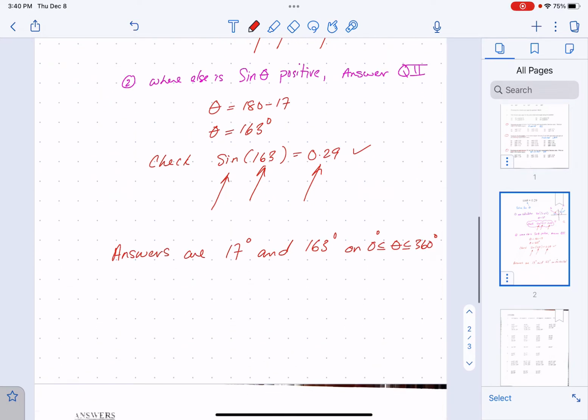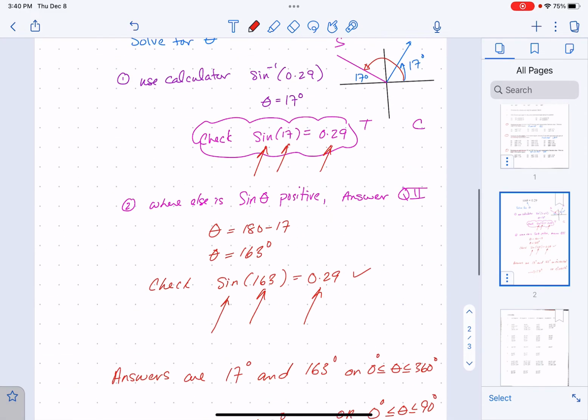Now, if I go back to question 5, and they tell me that I'm only supposed to go between 0 and 90, then the only answer is 17 degrees, because this one's too big. It's outside of the quadrant. So for question 5, this would be the only answer. I shouldn't be giving 163 because that's outside what they wanted me to calculate.